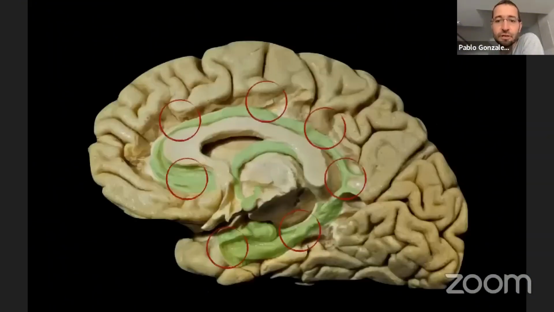So let me show you and summarize what we have been discussing: subcallosal region, anterior, central, and posterior cingulate, isthmic region, parahippocampal gyrus, and the uncus.